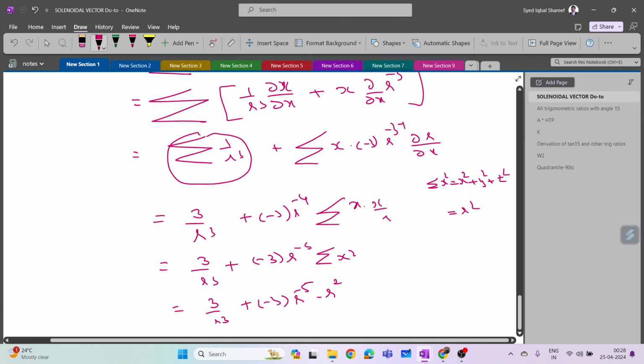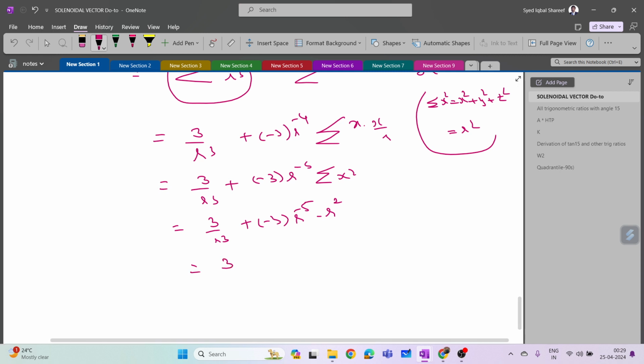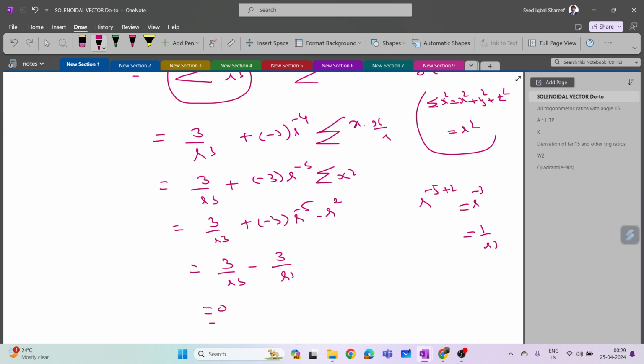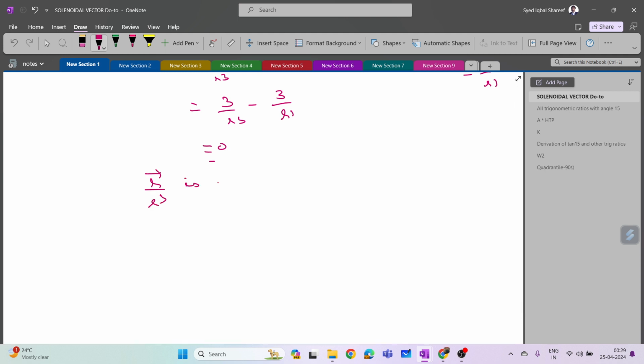Because summation x² has become r². x² plus y², this is r². So this will be 3/r³ minus 3/r³. r^(-5+2) is r^(-3), which if you take to the denominator, same minus same equals 0. It's equal to 0. So what does it mean? It means vector r/r³ is a solenoidal vector. So we have done this.